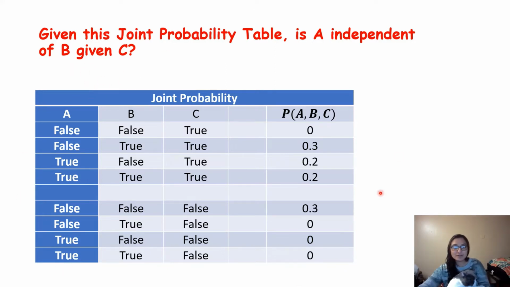So there are 8 outcomes over here because A, B, and C are Booleans, so they can have true or false values. And so we have these 8 outcomes here and their respective probabilities. And you can sort of think of probability in the following way.